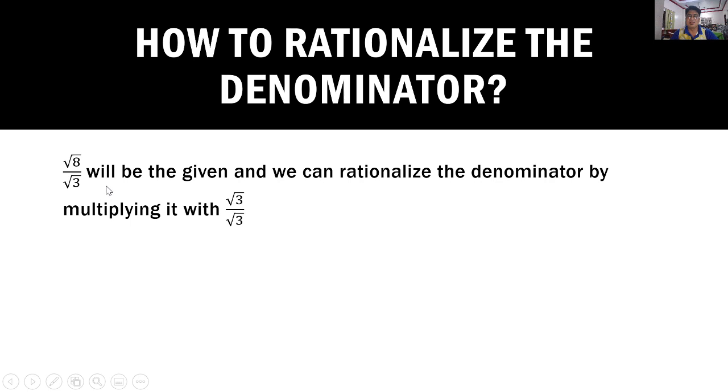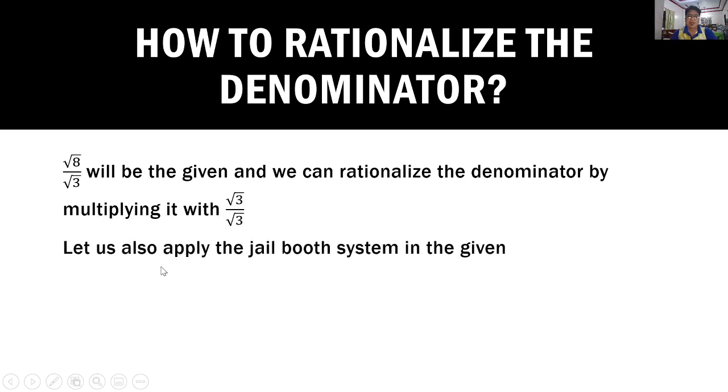Since that will be the given, we can rationalize the denominator by multiplying it by what we want to remove from the denominator: square root of 3. This is already a prime number, so this will also be our multiplier. Again, to make it just 1, whatever you multiply to the denominator to remove the radical sign, you also put in the numerator. Do not forget, they cannot be different, so that the value is just 1. Okay. Let us also apply the jailbreak system in the given.